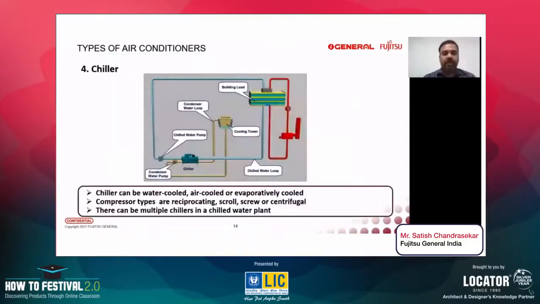And the fourth type is a chiller, which is for very large applications. It can be water cooled, air cooled, or evaporative cooled. Different types of compressors we have: reciprocating, scroll or centrifugal compressors. There can be multiple chillers in a chilled water plant. This is for very large applications, like huge office complexes or huge shopping malls, these kind of applications.